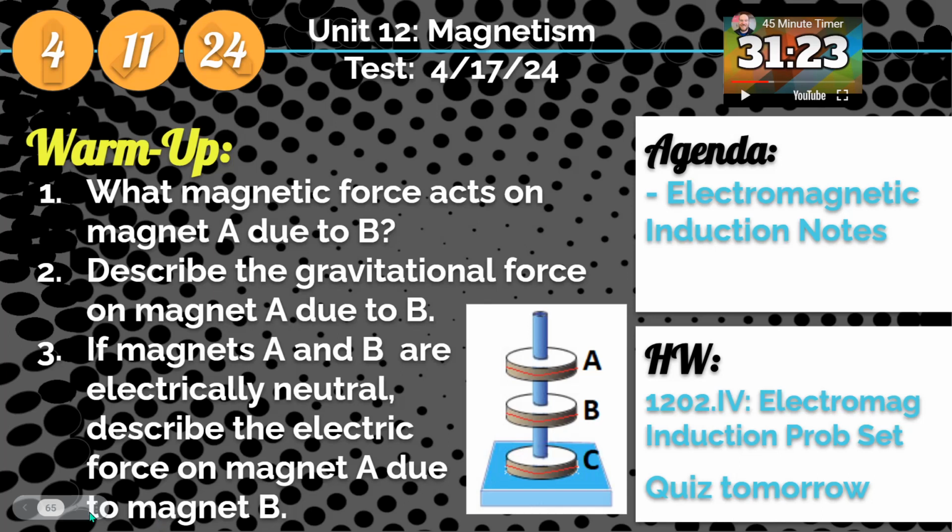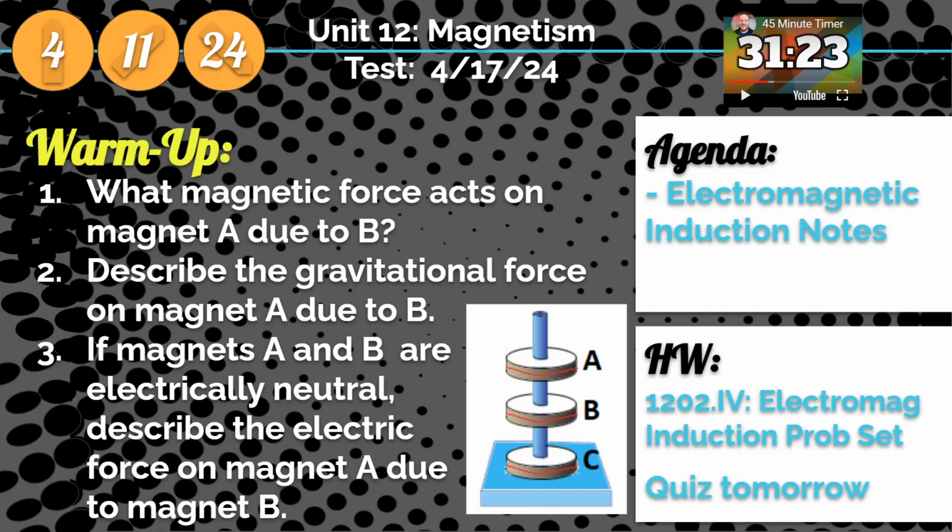So number 1 on today's warm-up says, what magnetic force acts on magnet A due to B? Okay, so I'm not looking for a number here. In fact, we didn't get any numbers to begin with, and we also haven't calculated magnetic force, and we won't be doing that. Instead, I just want you to tell me whether it is attractive or repulsive.